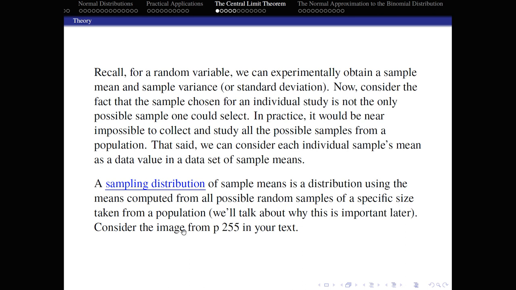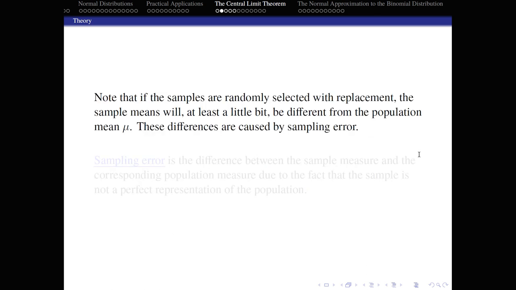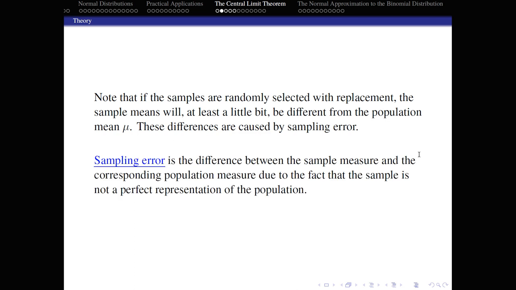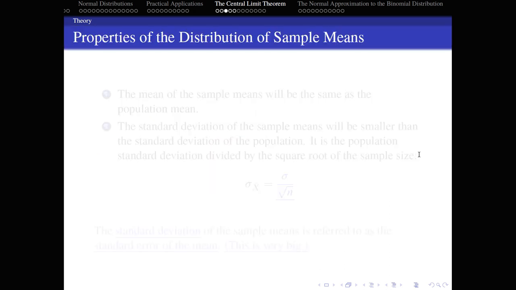And there's a really cool image on page 255 in your text. I highly suggest checking it out. I think it's pretty handy. So if we select these samples with replacement, then the sample means are going to be a little bit different from the population mean, right? And again, we mentioned earlier, no two samples are going to have the same mean. The difference between each of the sample means and the population mean is called the sampling error. And that just means that each sample isn't perfect. It doesn't perfectly represent the whole population.